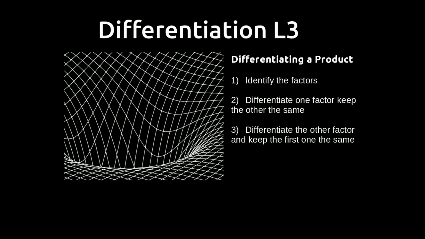First we identify the factors, then we differentiate one factor while keeping the others the same and multiply them together. Then we differentiate the other factor while keeping the other ones the same and multiply them together, and we add those two terms together. At the end of the video, after the conclusion, I'll also give you a proof for why this works.